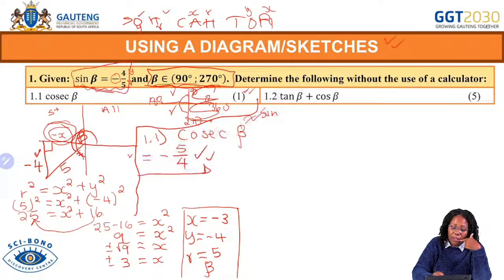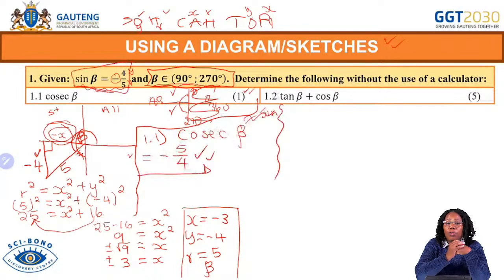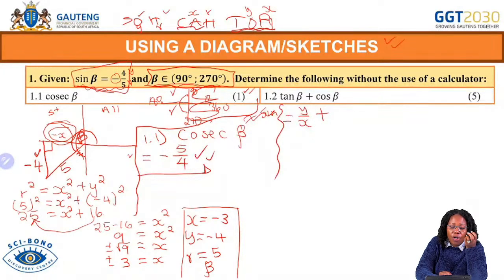Right. Okay, and then now let's look at 1.2 now. With 1.2 now, we need to identify a tangent. According to SOHCAHTOA, tangent is y over x, plus a cos is x over r. We can now substitute from the table there. y is minus 4, and the x is minus 3, plus the x is minus 3 over the r, which is 5.